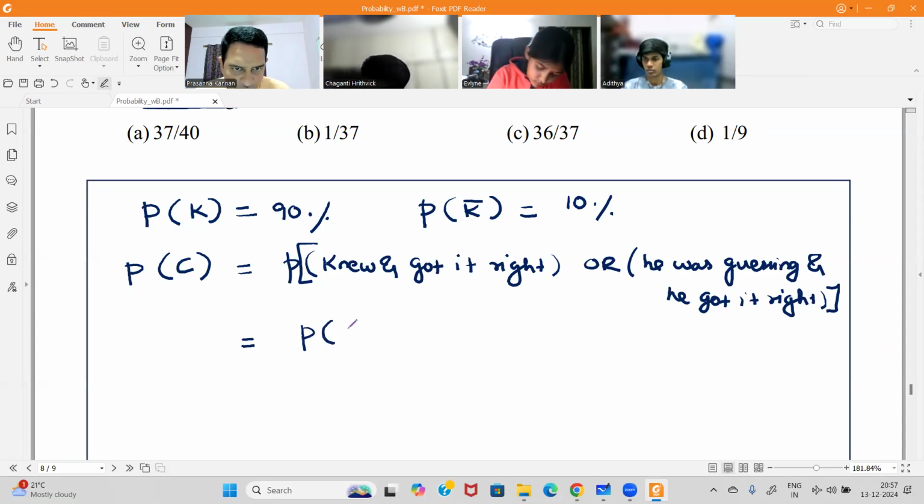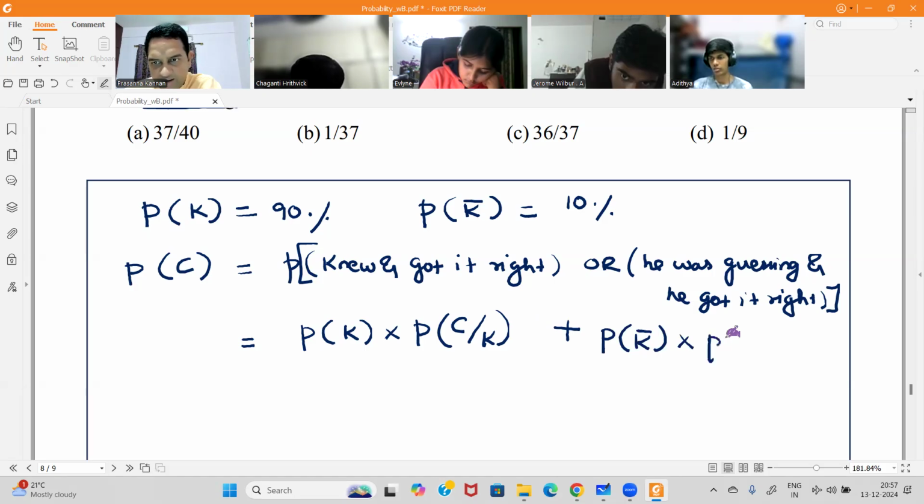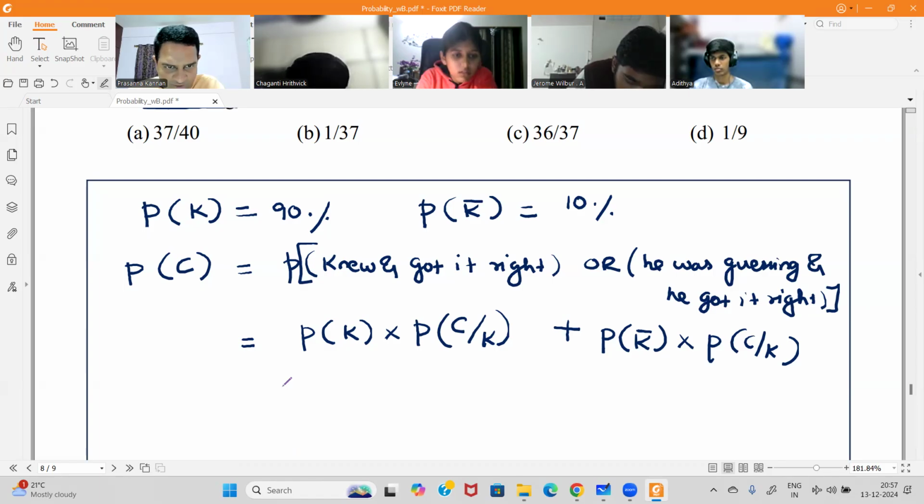So the probability that he knows is P of K, and it is intersection, which means multiplication here. He's getting it correct given that he knows it. Or, that's a plus, because these two are mutually exclusive events. He was guessing. Guessing means he didn't know the answer, and he still got it correct. Okay, that's all. But this is not going to be the final answer. This is going to be the first part. It's called the theorem on total probability. You have done it.